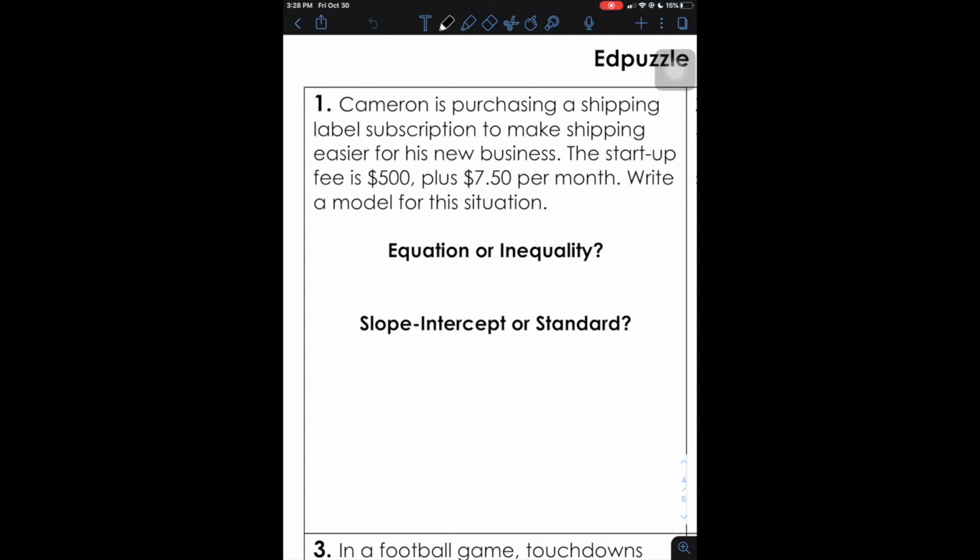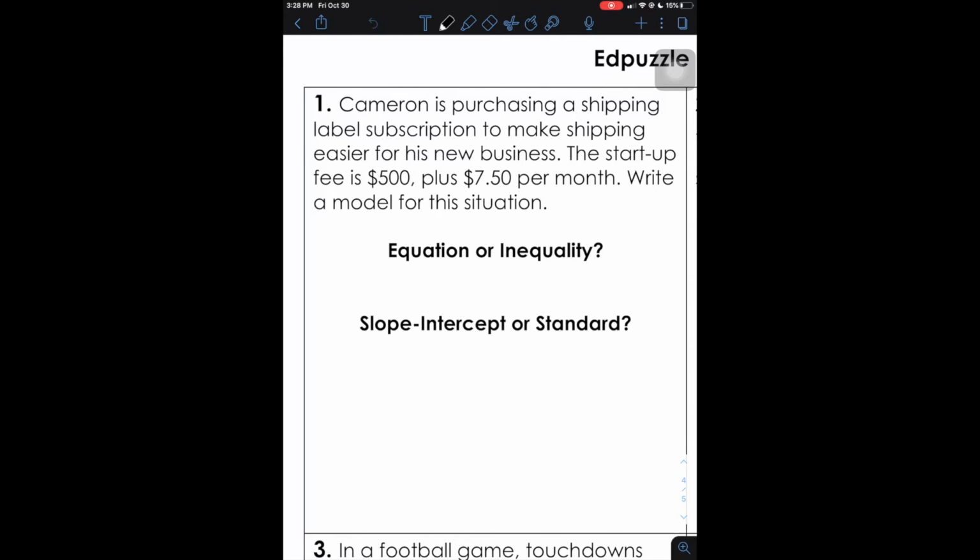So number 1 says, Cameron is purchasing a shipping label subscription to make shipping easier for his new business. The startup fee is $500 plus $7.50 per month. Write a model for this situation.